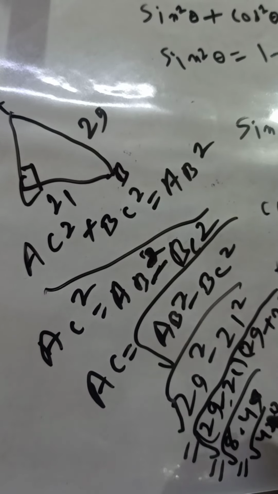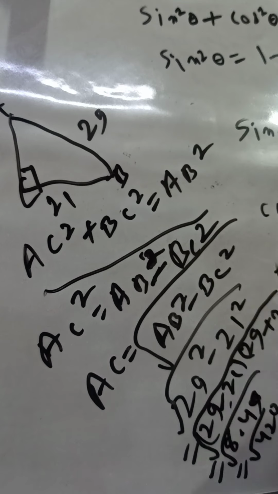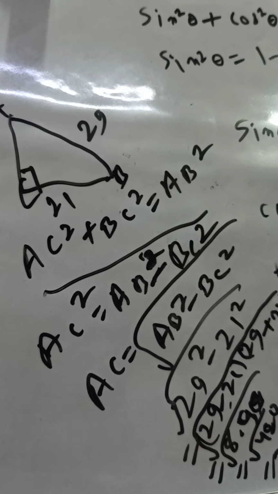Sorry. It is 50, 29 plus 21 is equal to 50. 50 into 8 is equal to 400. Then root over will be 20. Okay. You have got AC, found out.